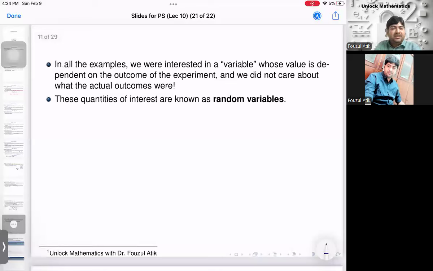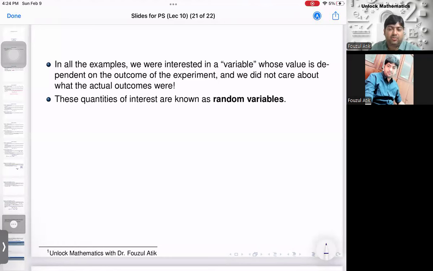So in all these examples, we were interested in a variable whose value is dependent on the outcome of the experiment. And we did not care about the actual outcomes here. Like in the first experiment, we were interested in the sum of the 2 dice. In the second experiment, we were interested in the number of heads in the rolling of 4 coins. In the third experiment, we are interested in the largest numbered ball, right? So we are interested in a variable which is dependent on the outcome of the experiment. So these quantities of interest are known as random variables, right?